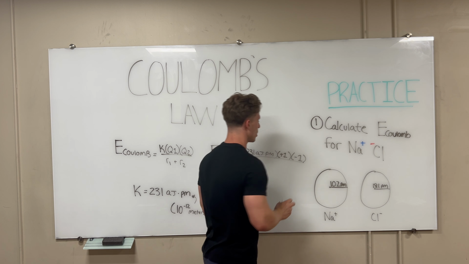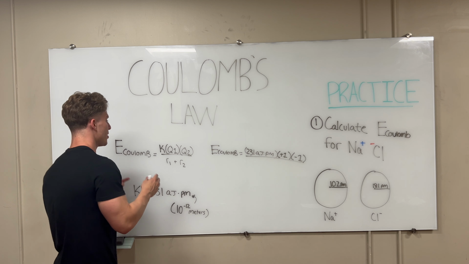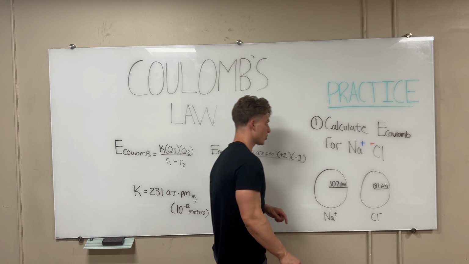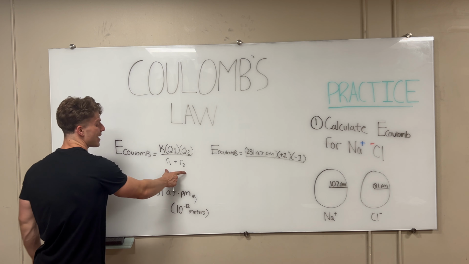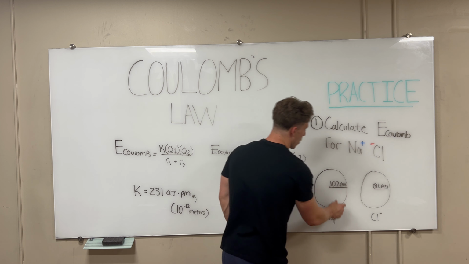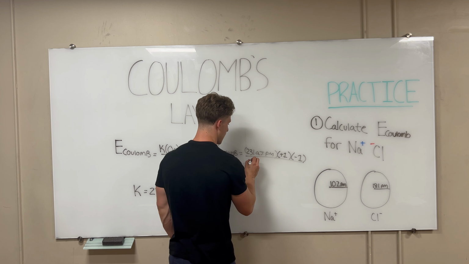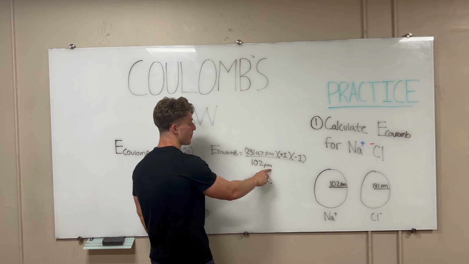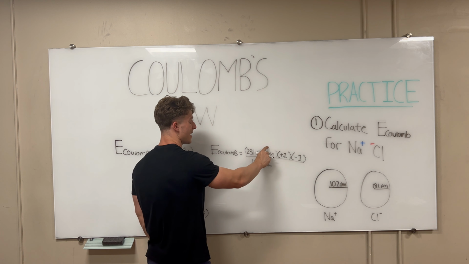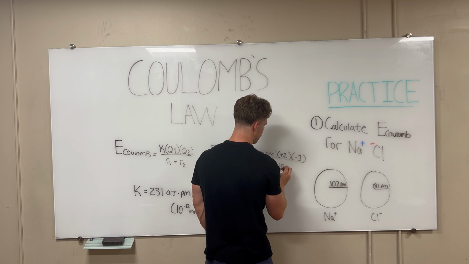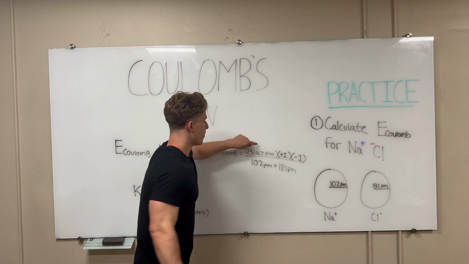In the denominator, what we want to do is measure the distance between the center of these two things. And we do that by adding up the radii of these two things. So the radius of sodium plus is 102 picometers. We want to keep that in picometers because our K constant is in picometers, plus our 181 picometers.